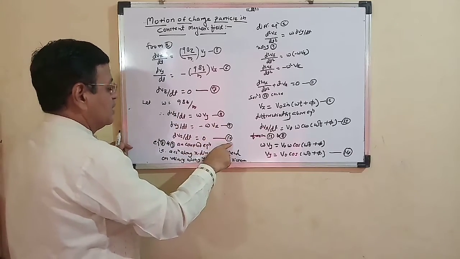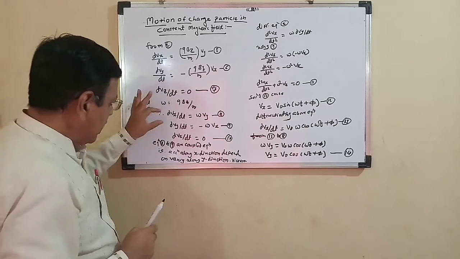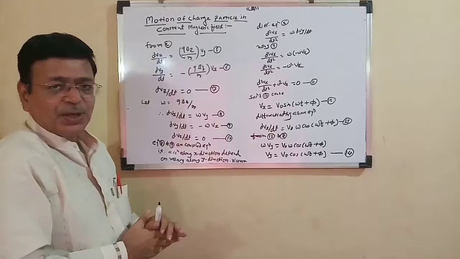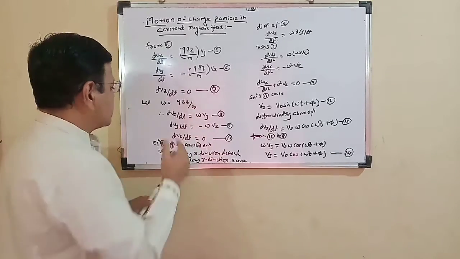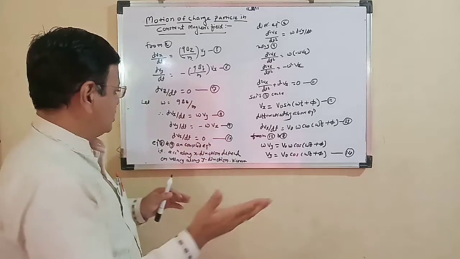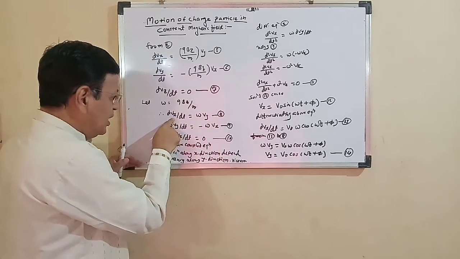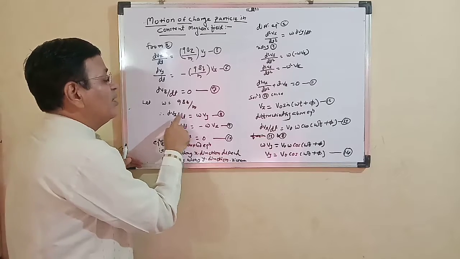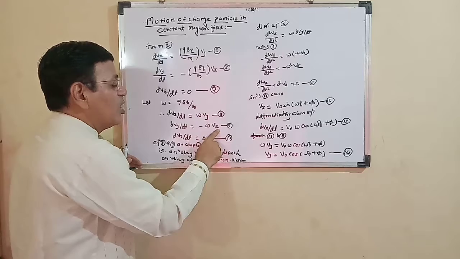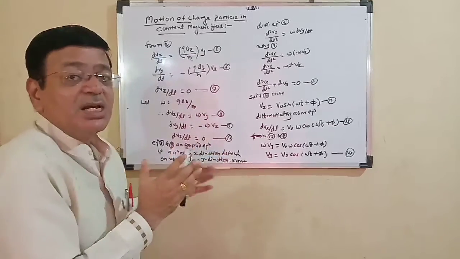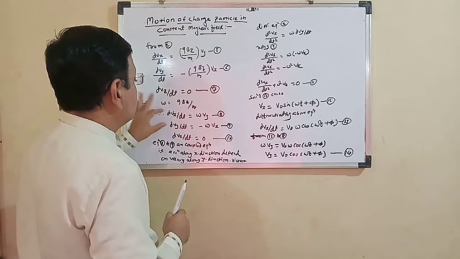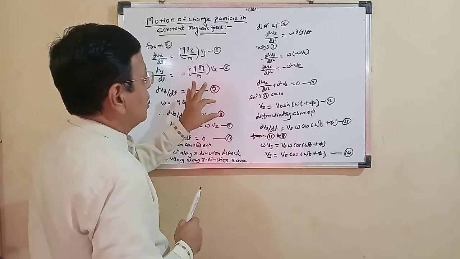Call this equation 10. Here in equations 8 and 9, we have to say that these are coupled equations. Why are they called coupled equations? Because acceleration along one direction depends on the velocity along another direction. In equation number 8, acceleration along the x-axis is depending on velocity along the y-axis. Acceleration along the y-axis depends on velocity along the x-axis. Therefore, these two equations are called coupled equations. That means equation 8 and equation 9 are coupled equations.